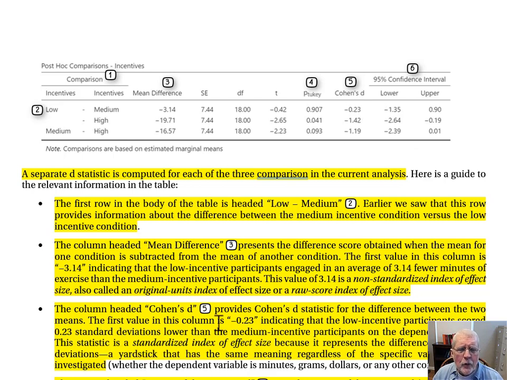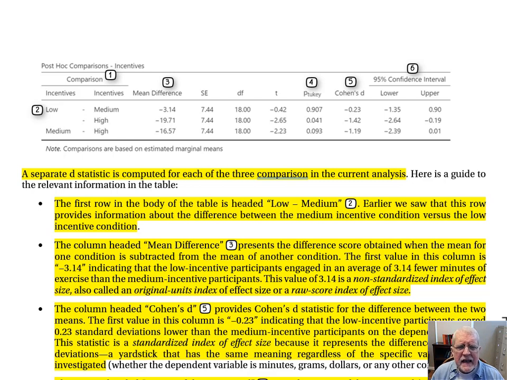The column headed Cohen's d, under the call out number 5, provides Cohen's d statistic for the difference between the two means. The first value in this column is negative 0.23. Yes, it is negative 0.23, indicating that the low incentive participants scored 0.23 standard deviations lower than the medium incentive participants on the dependent variable.